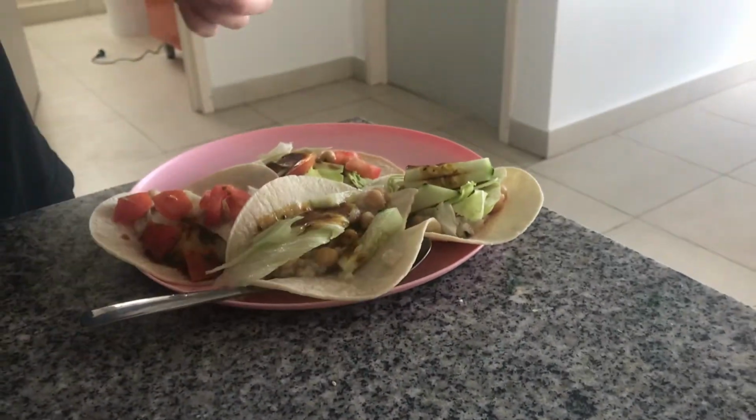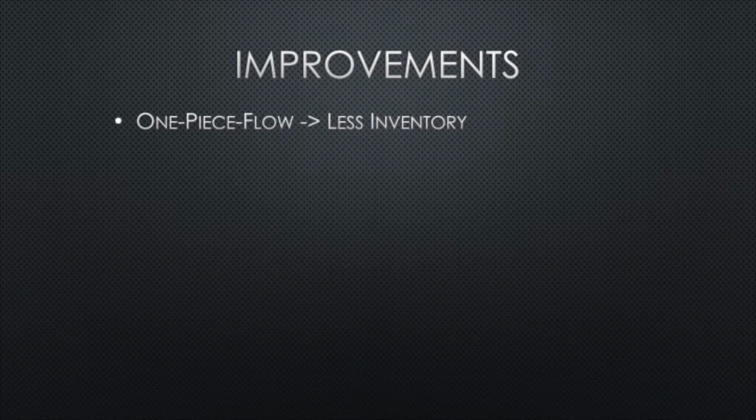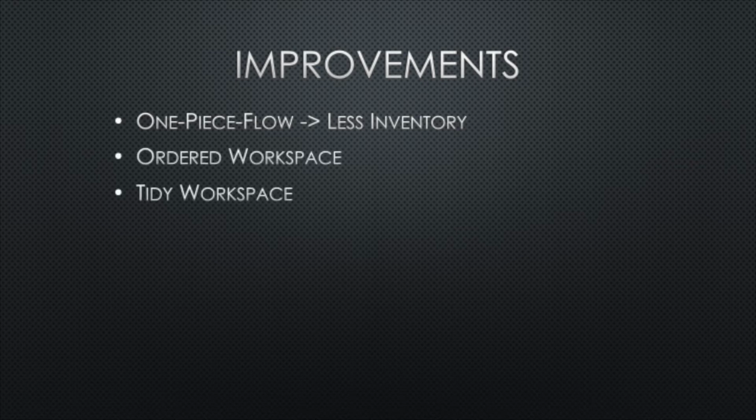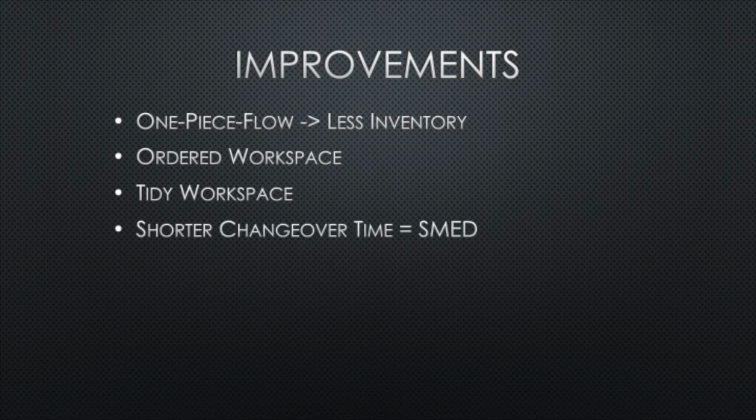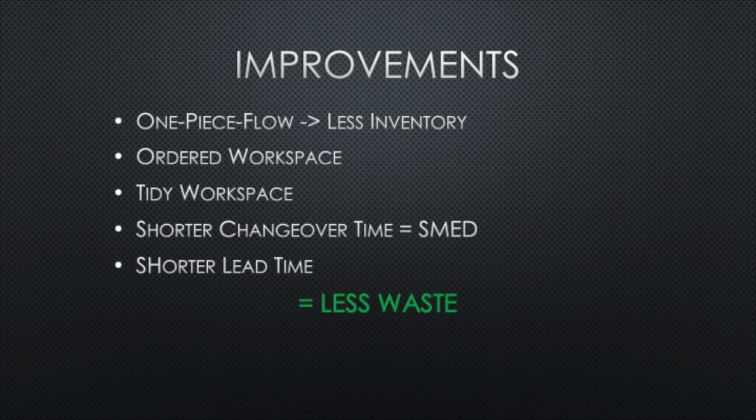So let's have a look at the improvements that we made with our new process. So we have one-piece flow, and that means less inventory, which is because of the lean cell and the Kanban principles that we applied. We have a more ordered and a more tidy workspace. That's mainly because of the 5S principle we applied. And we have a shorter changeover time because of the SMED principle, which overall leads to a shorter lead time, and in the very end it leads to less waste, and that is what lean management or lean production is all about. I hope you could learn something, and thank you for watching.